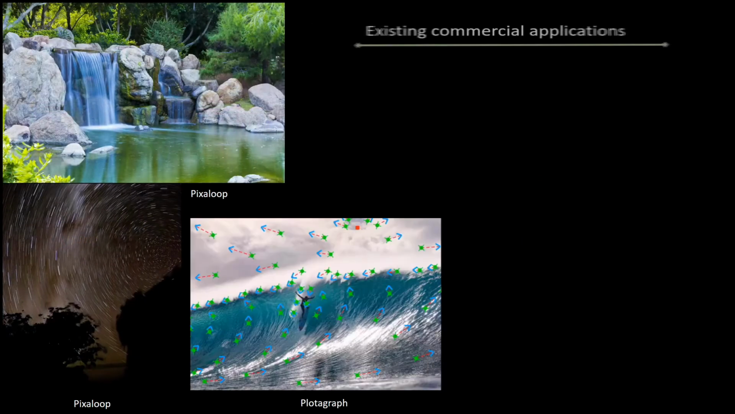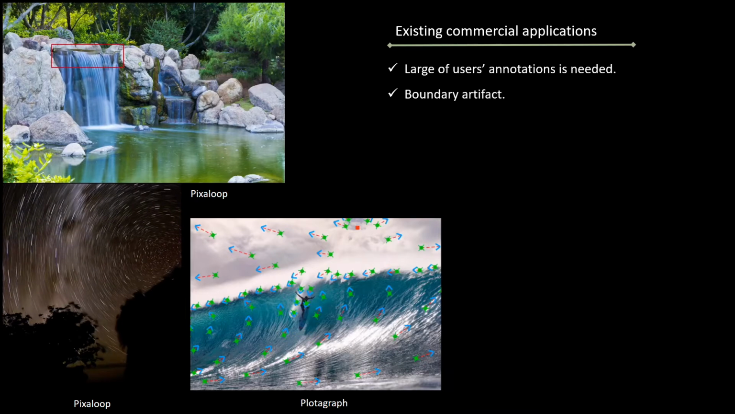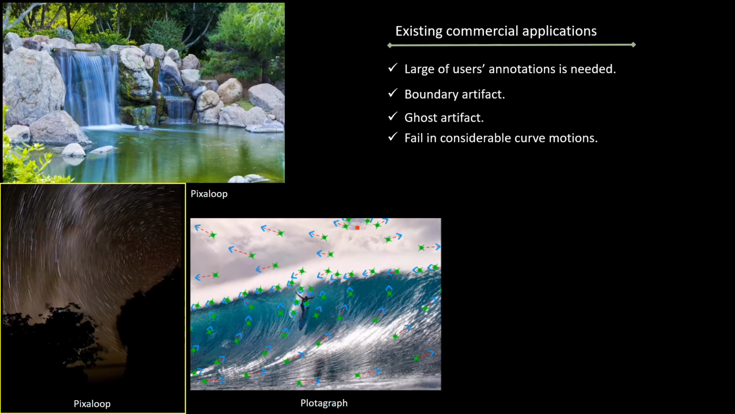In the existing commercial applications, a large number of user annotations are needed to control the motion in the results to be realistic in Plotograph. Or in Pixeloop, the resultant boundaries between the animating regions and static regions are usually abstract. This yields boundary artifacts in the results. Besides, the curvature of the strokes painted by users is mostly damaged in the animating results.